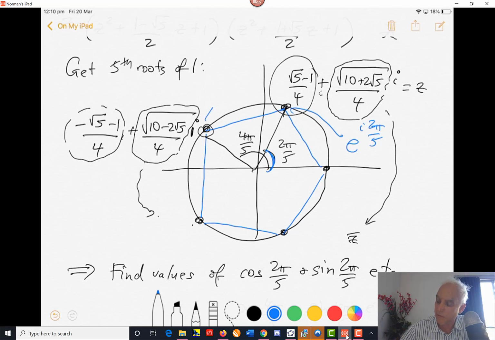And this one here is e to the i 4 pi on 5. And this one here is, well, e to the minus i 2 pi on 5. And this one here is e to the minus i 4 pi on 5. So that's another way of describing these fifth roots of 1.